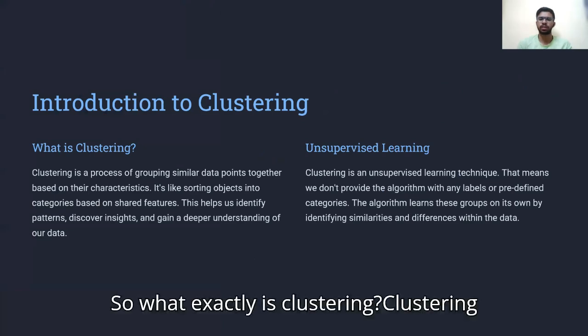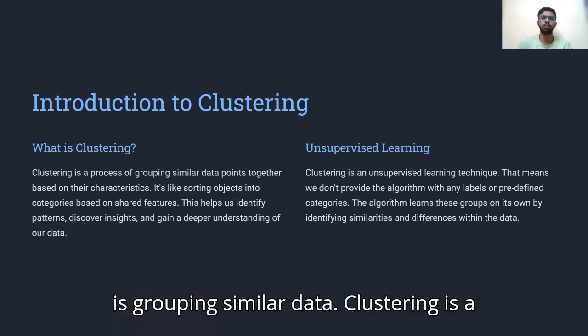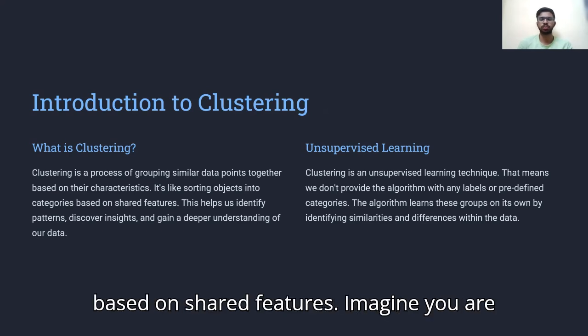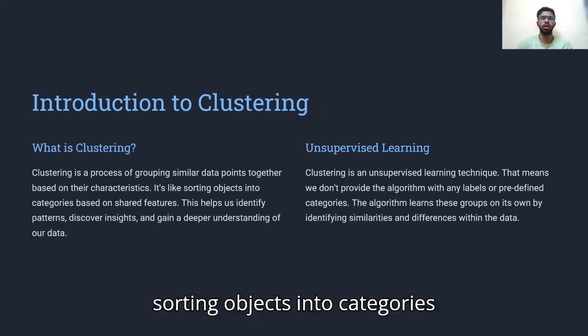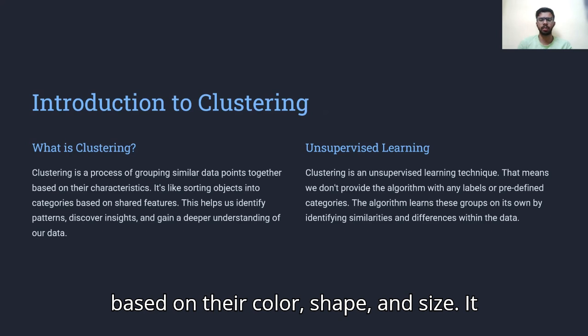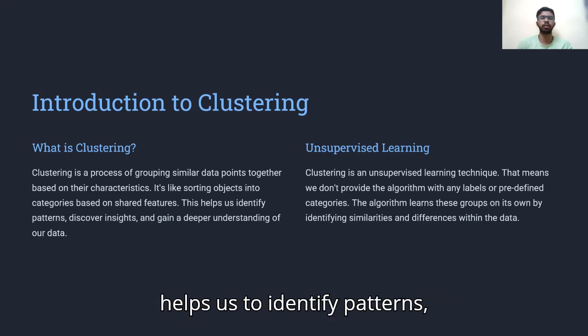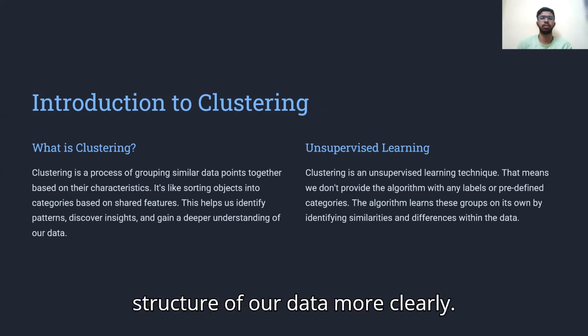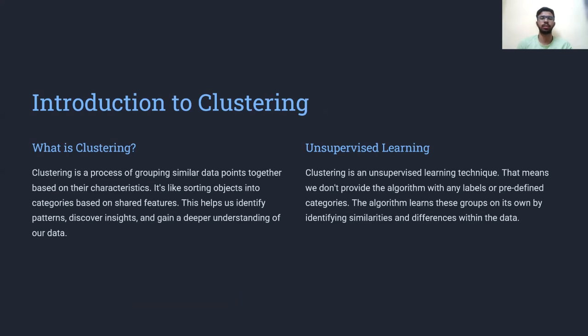So what exactly is clustering? Clustering is grouping similar data. Clustering is a method of grouping similar data points based on shared features. Imagine you are sorting objects into categories based on their color, shape, and size. It helps us to identify patterns, reveal insights, and understand the structure of our data more clearly.